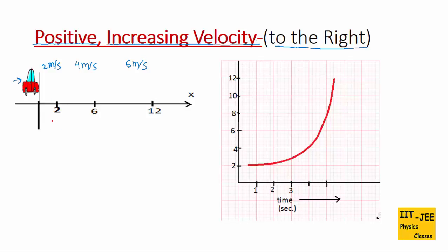So that means at first second car will travel 2 meter, at second second car will travel 4 meter, and at third second car will travel 6 meter. So positions of car would be after first second it would be at 2, and after second second 2 plus 4 it will be at 6. After third second 6 plus 6 it will be at 12. So you can see positions of car is increasing exponentially. It's not constant. So graph would be a curve like this.